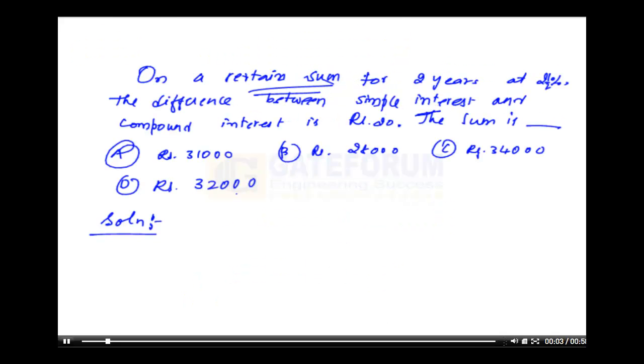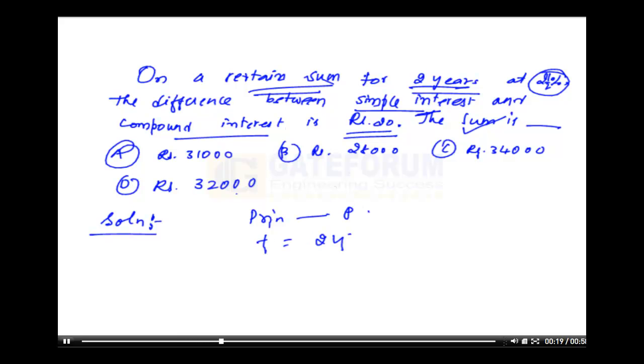On a certain sum for 2 years at the rate of 2.5%, the difference between the simple interest and compound interest is rupees 20. We have to find the principal amount. Now, let the principal amount be some P. The time is given as 2 years and the difference between the simple interest and compound interest is given as rupees 20.